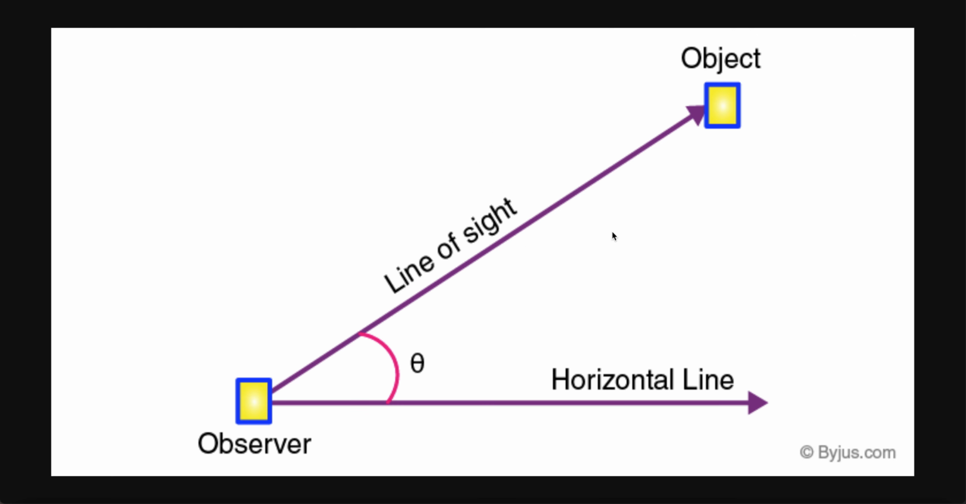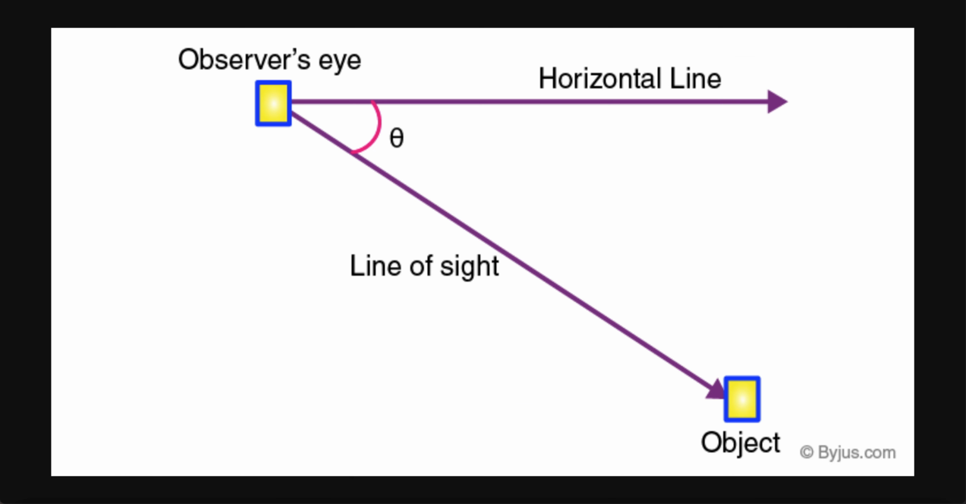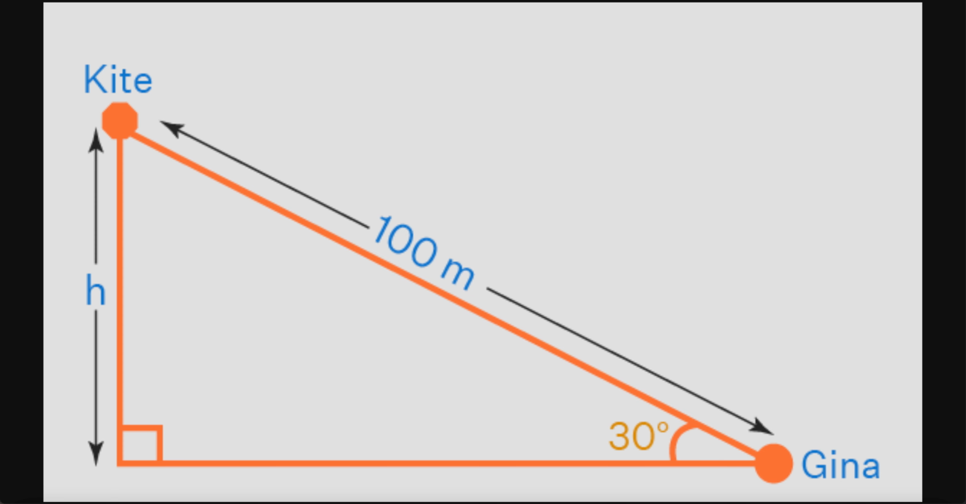So here, this is from byjus.com. Horizontal line directly below the object. Line of sight, horizontal line directly below the object. Observer's eye, horizontal line directly above the object. Here is another one from some other site anyway, showing angle of elevation, height, right angle triangle.